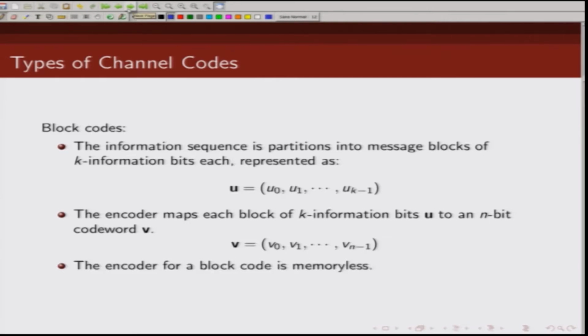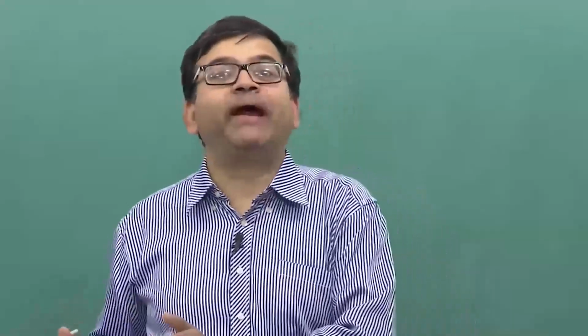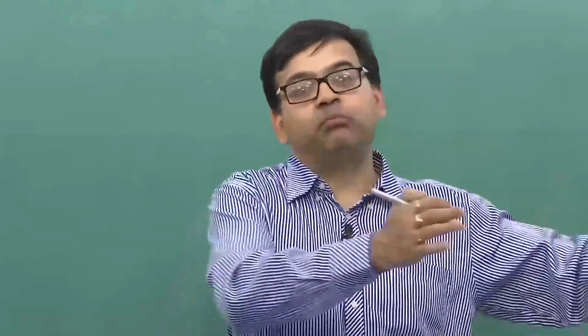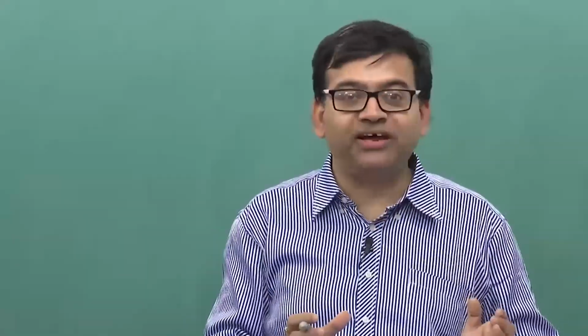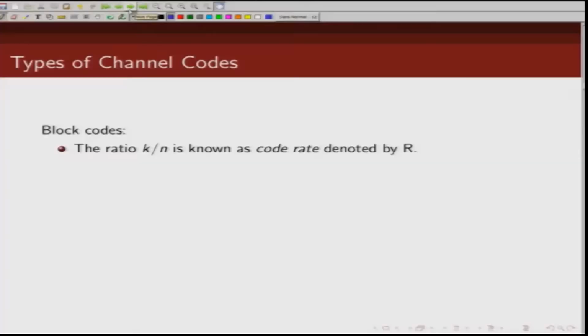Now in block codes the encoder is memoryless. What do we mean by that? When we encode a block of k bits, our output depends only on the current block of k bits. It does not depend on the previous blocks of data. That is one property of block codes which makes it different from convolutional codes. Block codes are memoryless.